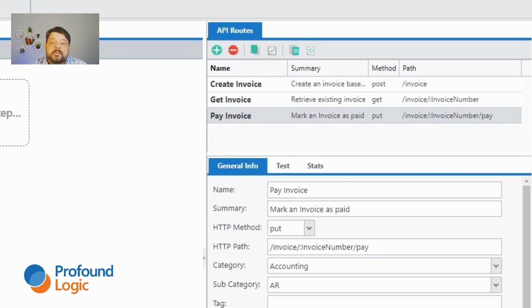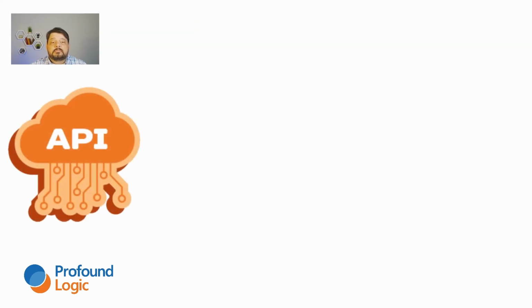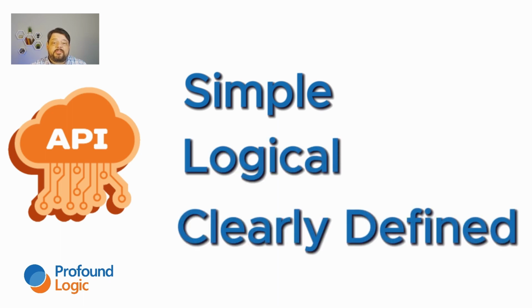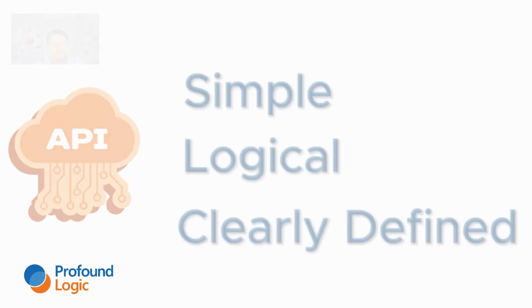It also allows the developer to isolate the logic for paying an invoice into a separate route, instead of having to create an extremely complex PUT or update routine that needs to handle all the possible types of updates and all the different workflows that may need to be used. In the end, we have a simple, logical, and clearly defined API interface.